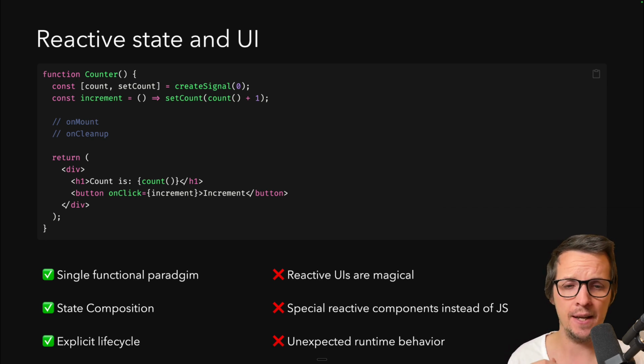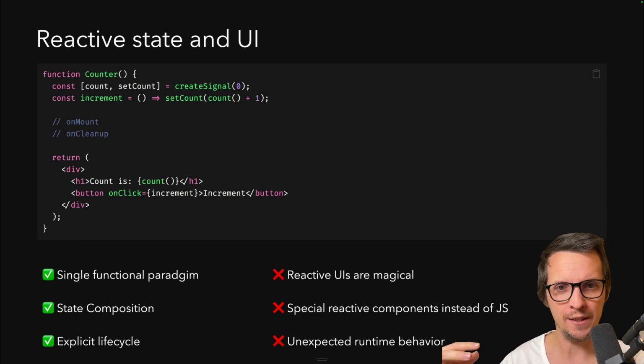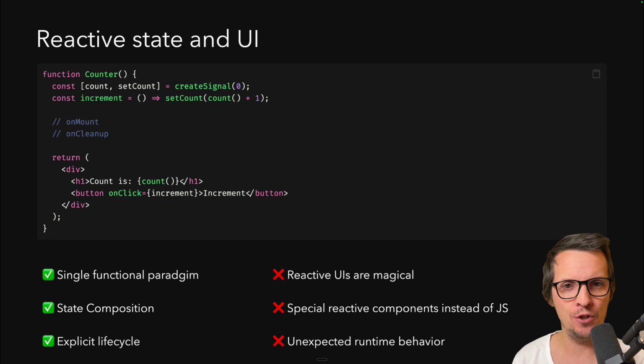The challenge though is that reactive UIs are very magical. As an example here, we are returning one UI description. And how do you know what is reactive? In this case, we have this count, but the code I've written here actually gets the current count value as we are returning this UI description. So literally this code returns a static 0. But because of Solid's compiler, it's going to do some magic under the hood and make that reactive.